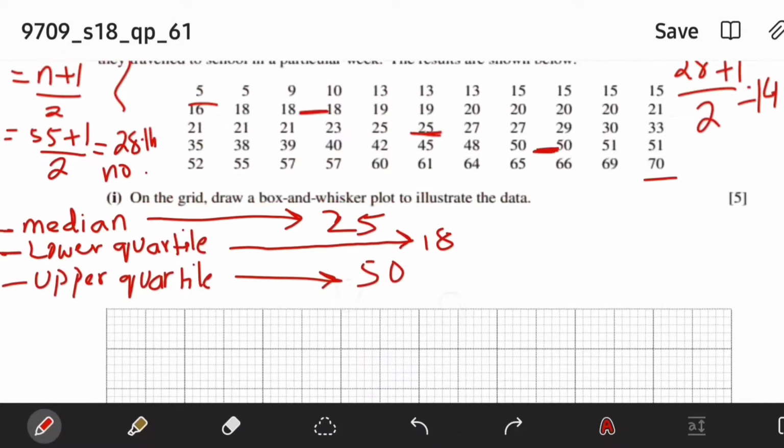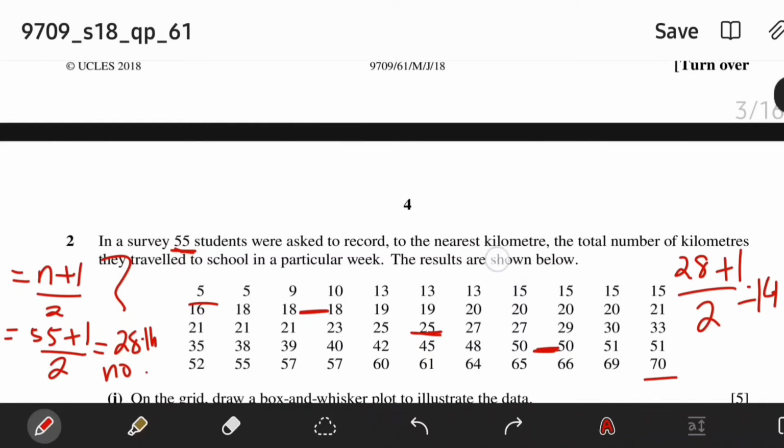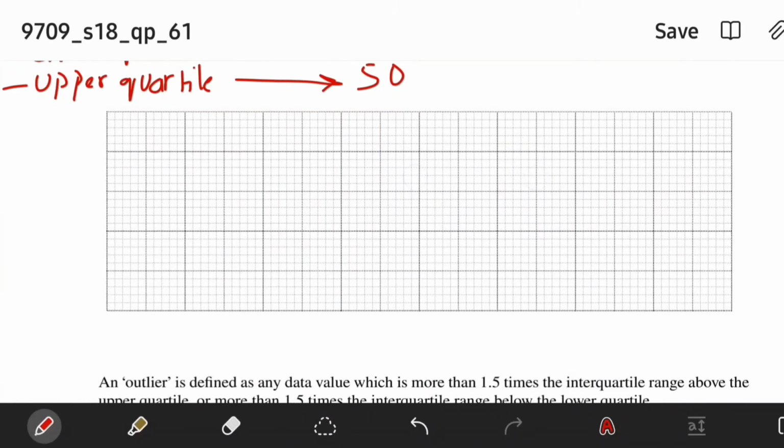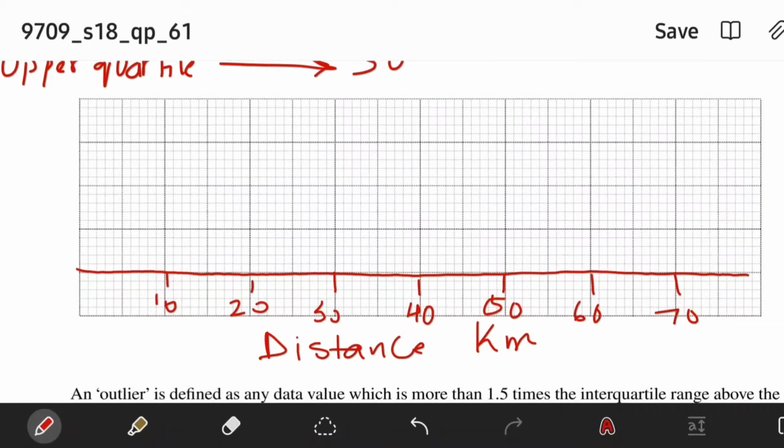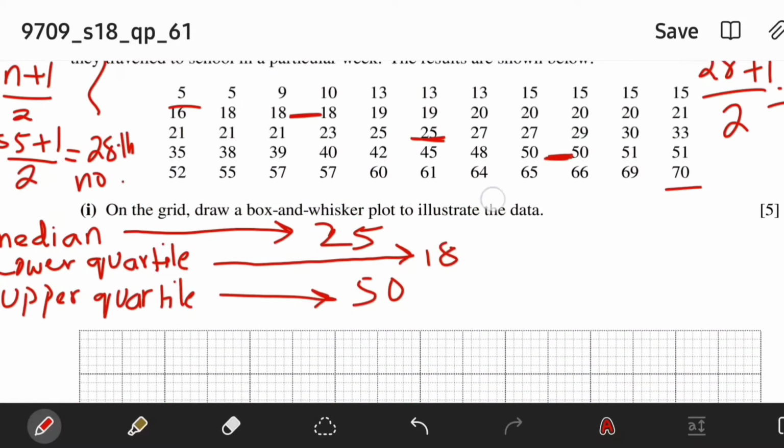Label the axis. We know that this is distance in kilometers, so write it here, distance kilometer. I'm just going to draw a rough diagram. You should use a ruler and a sharpened pencil to draw the plot. This is my scale. Now we just have to find the values.